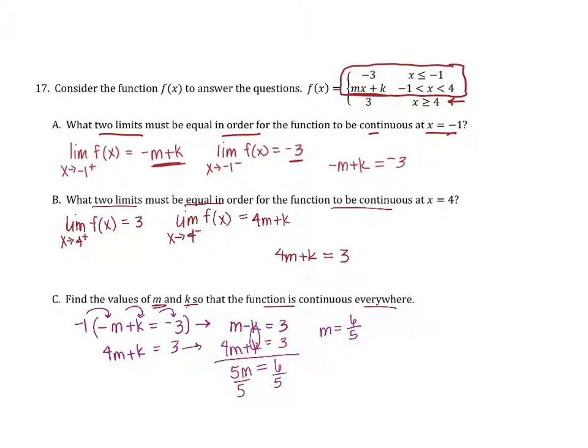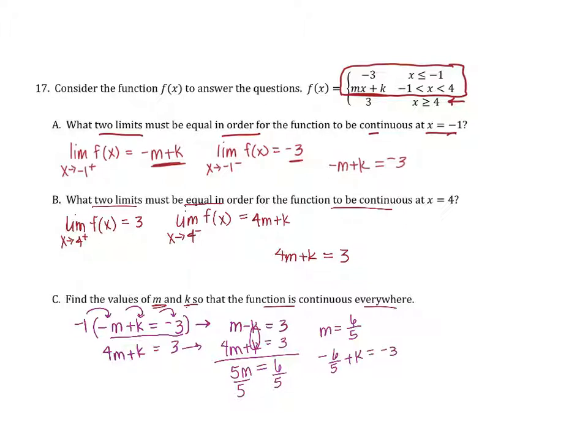Now, we needed to solve for both m and k, so now we've got to go back to one of the two equations, and it really doesn't matter which one. So I'm going to pick the -m plus k. So that's going to be -6/5 plus k equals -3.